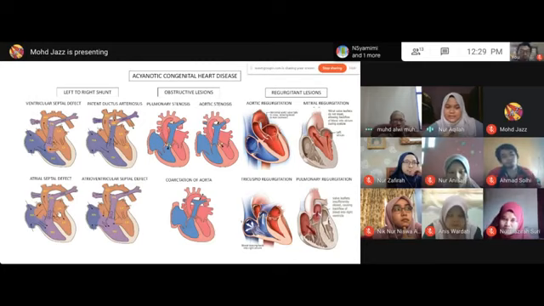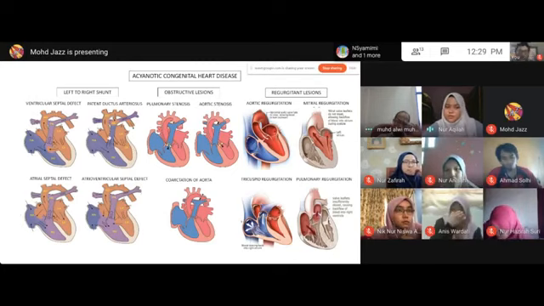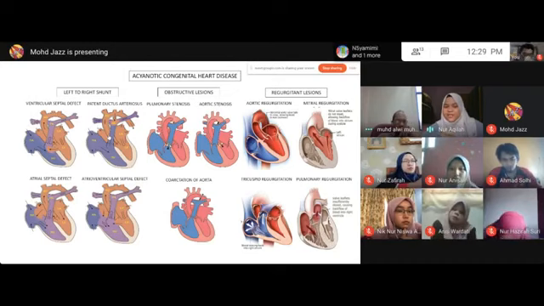Okay. And next is PDA. In patent ductus arteriosus, as has been mentioned by our colleague earlier, the ductus arteriosus functionally should be closed within 13 to 15 hours or about 14 hours. And in some, it may persist up to 14 days. However, if it persists longer than that, patient may have patent ductus arteriosus.